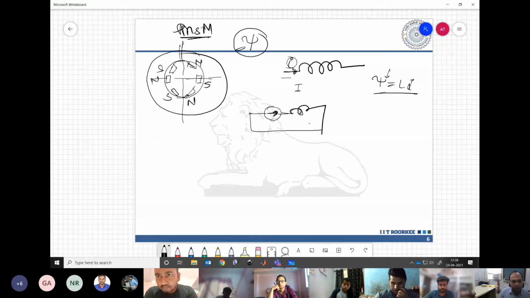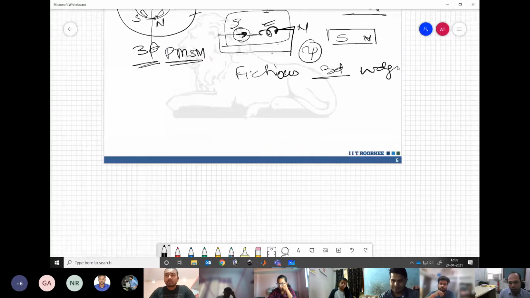Now we have this multi-phase, let us say 3-phase PMSM. So what we will try to do is model all these magnets into a three-phase coil system or three-phase winding system. So basically, we take some fictitious three-phase windings on the rotor. So let us say one could be this, and these are all distributed, not lumped windings, and something like this, isn't it?